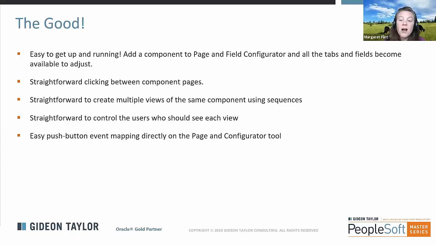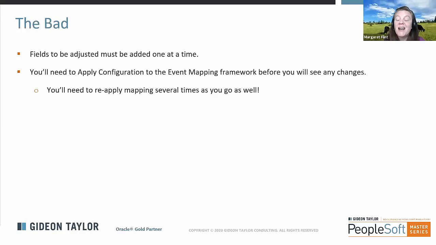Now it's not perfect. One thing that we found was that fields to be adjusted need to be added one at a time. At least that's the way it is currently. That is probably one of the best features that's in the roadmap to improve this tool, the ability to multi-select fields when you're trying to add them to the adjustment grid.